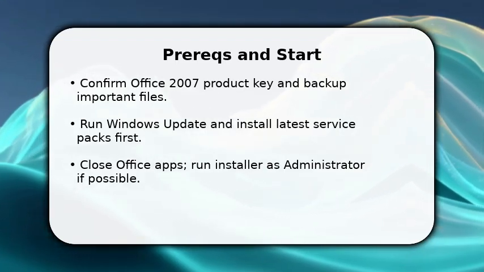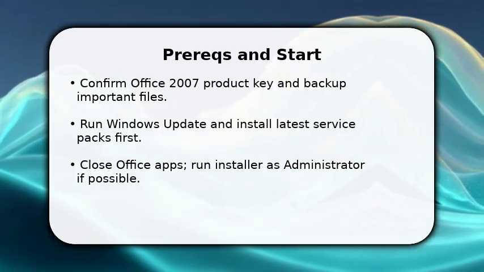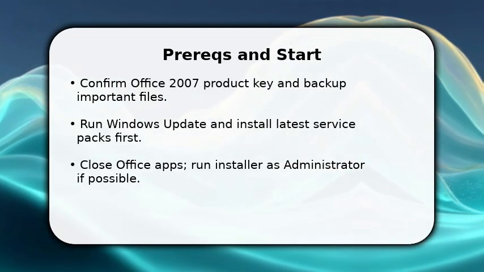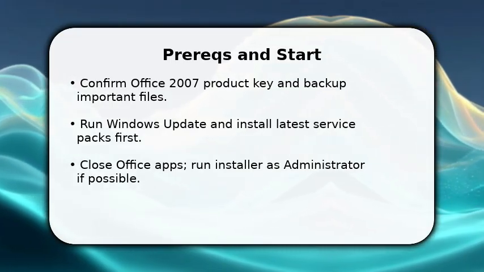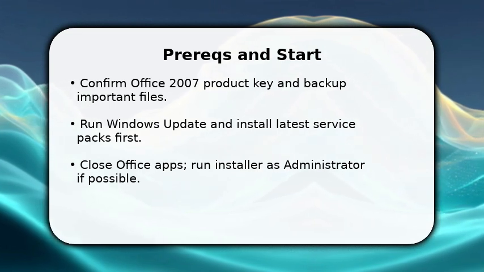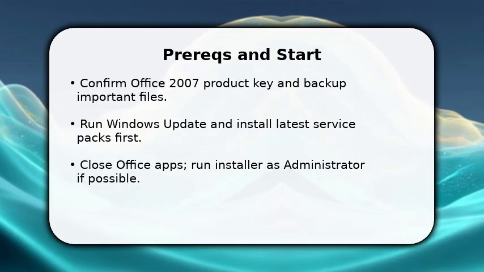Next, close all Office programs and right-click the Update Installer or Setup file to run as administrator so permissions won't block changes. This reduces common failures and prepares your system. After that, proceed to download updates or the original setup media and keep the key handy.